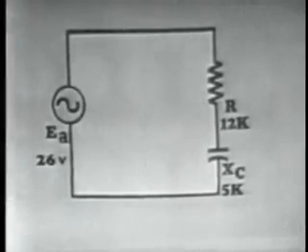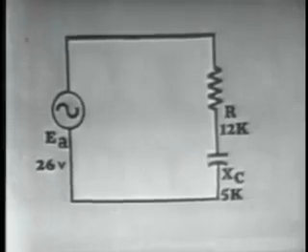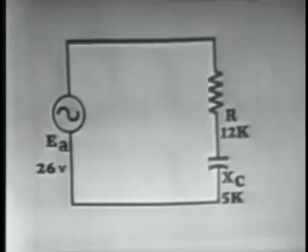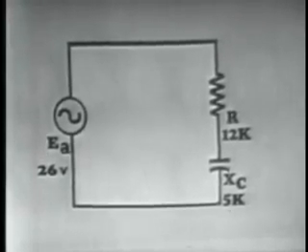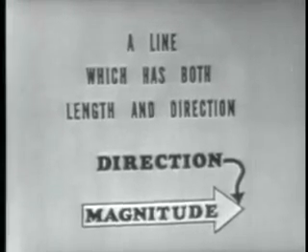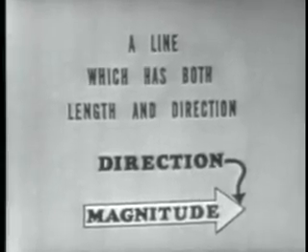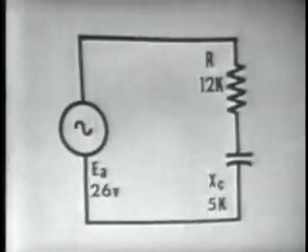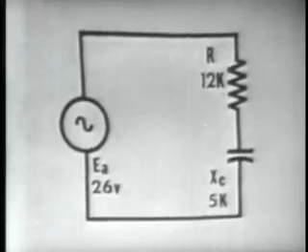Well, applying these three terms then to our reactive circuit, or specifically this series RC circuit, let's begin by defining a vector. Recall, a vector is a line which has both length and direction. Now, by rotating the vector in a counterclockwise direction, a positive angle is generated. By rotating the angle in a clockwise direction, a negative angle is generated. Now, it is this positive or negative angle that represents the circuit condition. Using this information, then, let us review by graphically solving a series RC circuit with the aid of vectors.